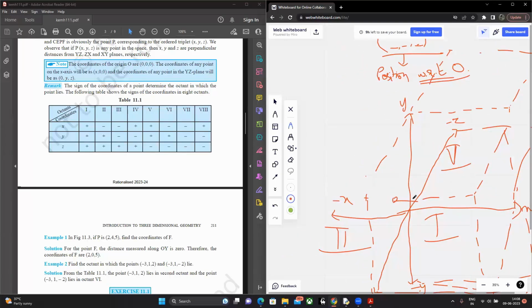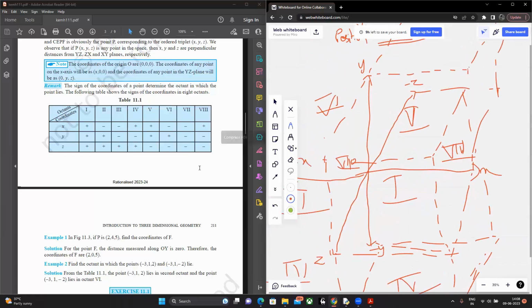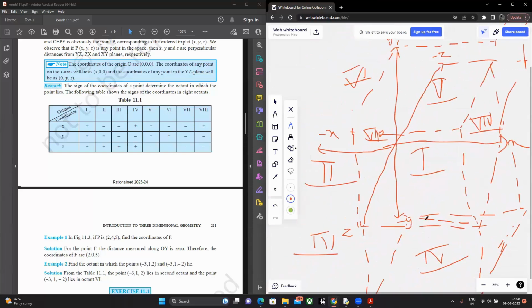The cuboid that deals with minus X, plus Y and minus Z is going to be your sixth octant. The cuboid that deals with minus X, minus Y, minus Z, that is going to be the seventh octant. That's going to be down below. And the eighth octant is going to be X, minus Z and minus Y. That's going to be down below. All right, so these are going to be the 8 octants that are going to define, right?